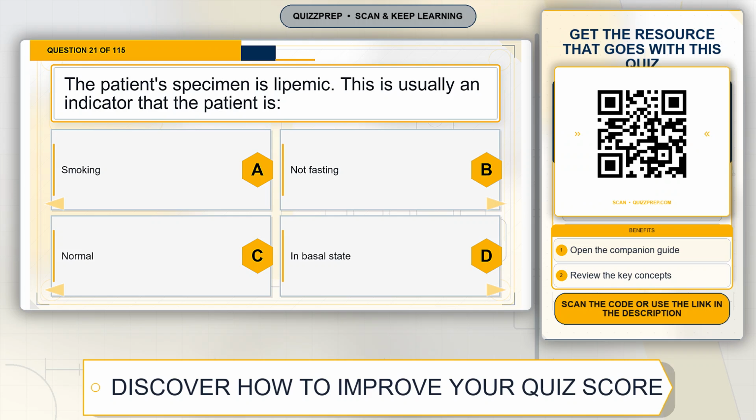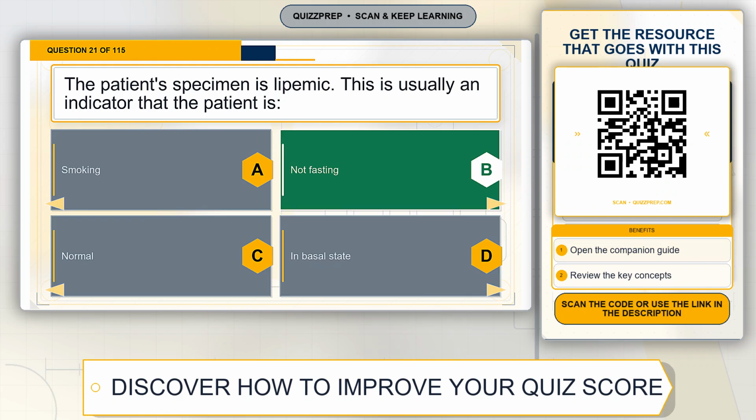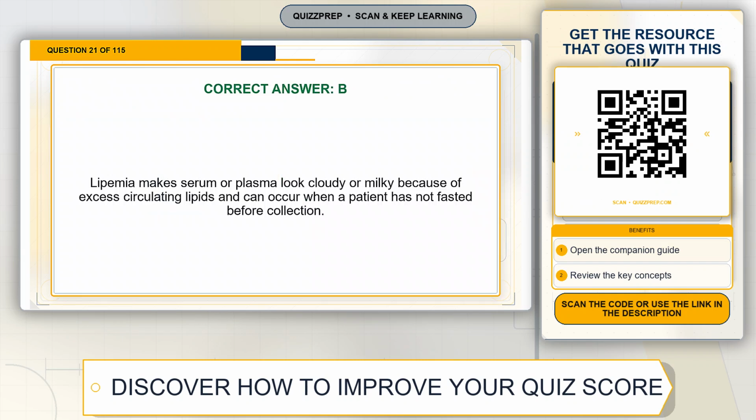Question 21. The patient's specimen is lipemic. This is usually an indicator that the patient is: Option A, smoking. Option B, not fasting. Option C, normal. Option D, in basal state. The correct answer is option B, not fasting. Explanation: lipemia makes serum or plasma look cloudy or milky because of excess circulating lipids and can occur when a patient has not fasted before collection.